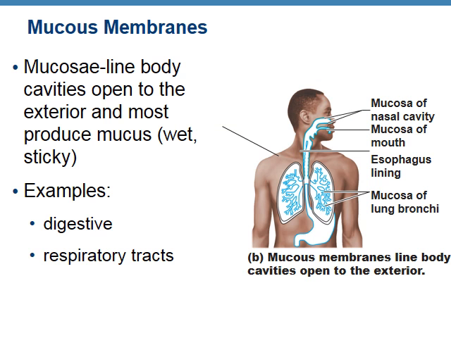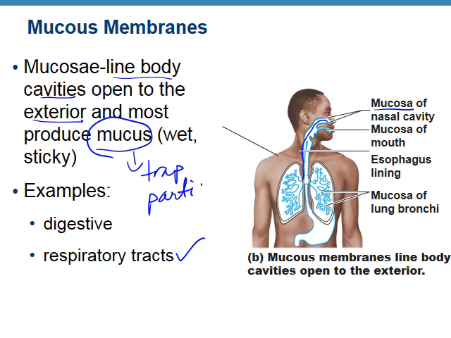Next is mucous membranes, and mucous membranes line the cavities open to the exterior environment, and they produce mucus. So the respiratory tract is a great example. In all of the mucosal linings, so here in your nose and your throat, your trachea, into your lungs, this mucus is going to trap any particles. So when we're breathing things in, we're not always breathing in just oxygen, right? There's pollution, there's dust, and this mucus is going to trap those particles so that they don't get in here and clog up lungs.